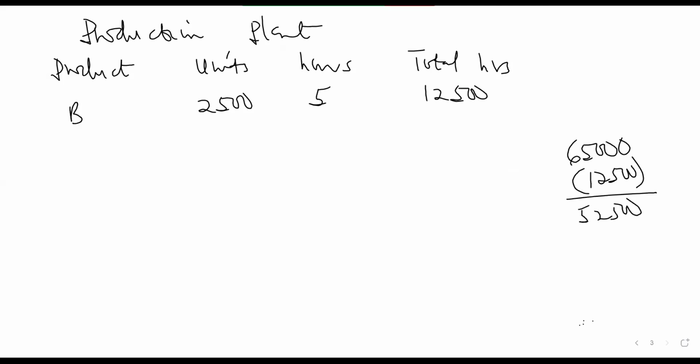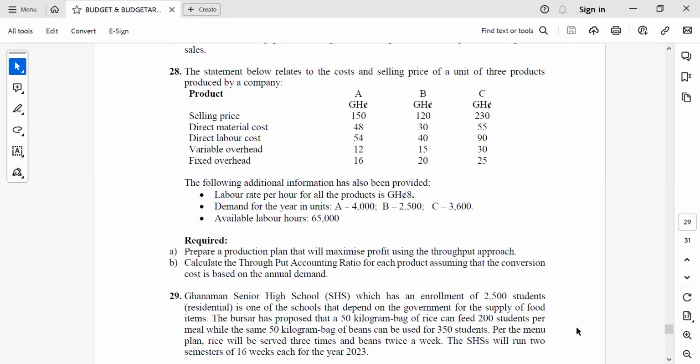How many units of C are we producing? Let's come here. We are producing 3,600. Okay. And one unit is how many hours?